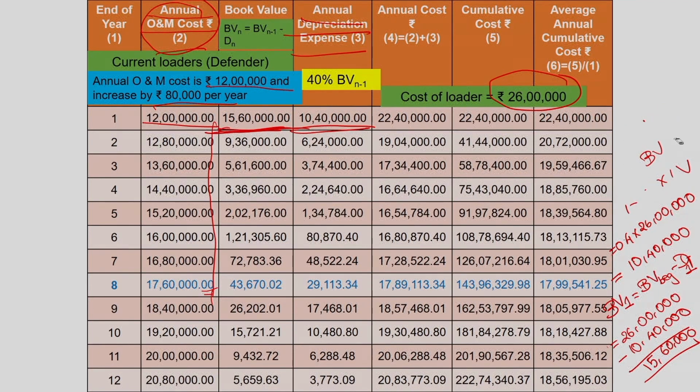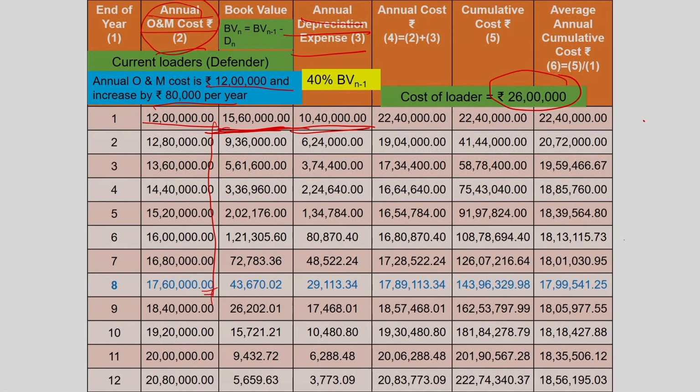Similarly, calculate the depreciation for the second year. So depreciation is nothing but 0.4 into the book value of the previous year, or the beginning of the current year for which you are estimating the depreciation. So 0.4 into the book value at the end of the first year, which is 15 lakh 60,000. So that gives you the depreciation for the second year as 6 lakh 24,000.